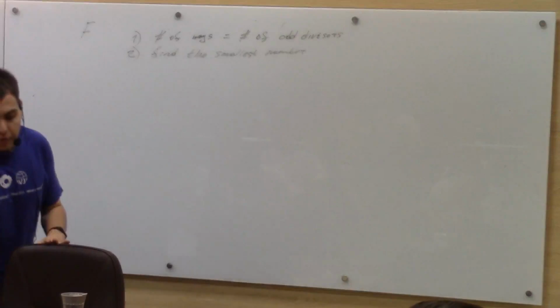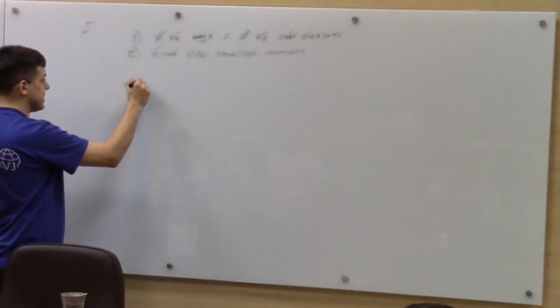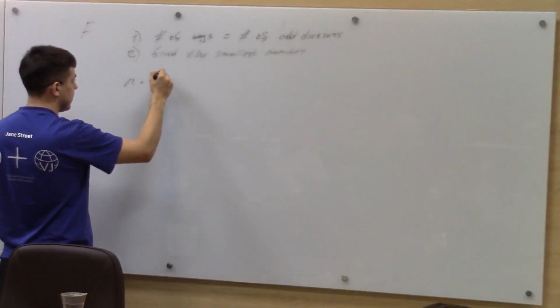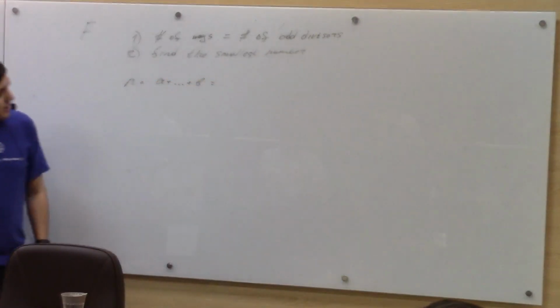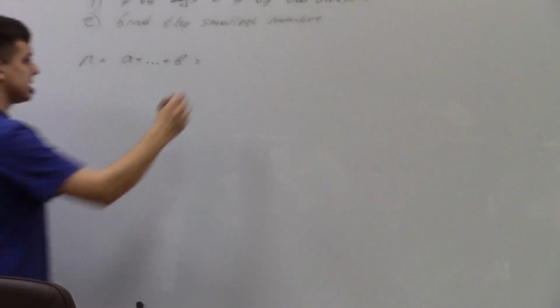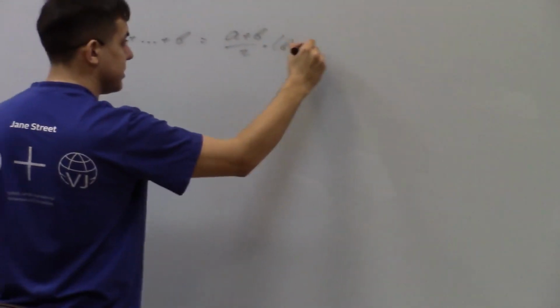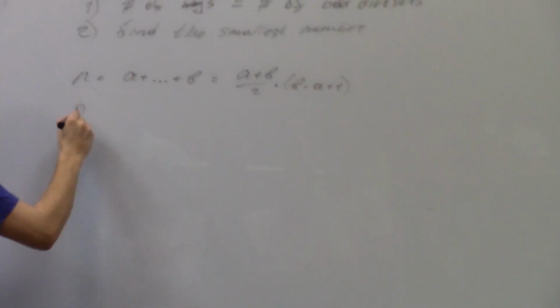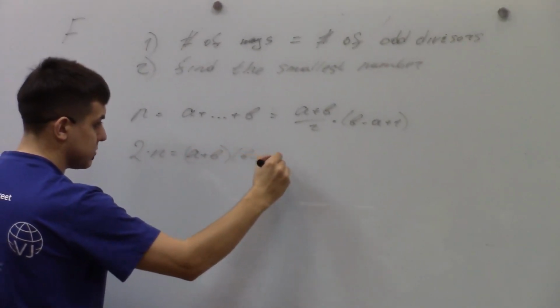Well, first of all, why is the first thing true? What is the formula for arithmetic progression? If n is a plus ... plus b, it's its average times the number of numbers. So it's (a plus b) divided by 2 times (b minus a plus 1). And it's the same as 2 times n equals (a plus b) times (b minus a plus 1).